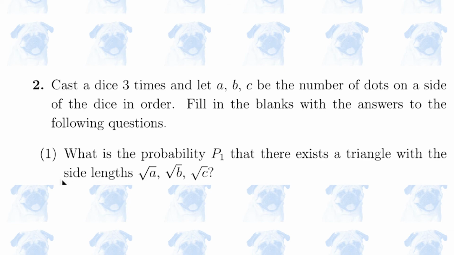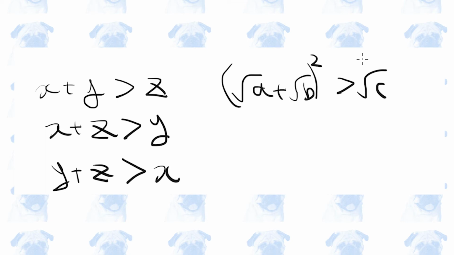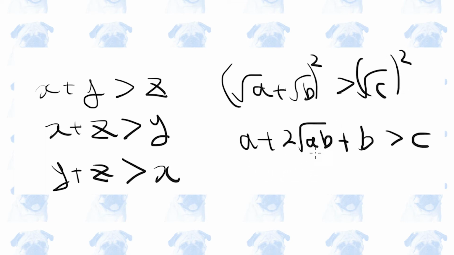Section 2. Let's read the first question. What is the probability that there exists a triangle with the side lengths root A, root B, and root C? In order for a triangle to exist, the following conditions must be satisfied. This basically tells us that the sum of two sides must be greater than the remaining side. But in this question, we are dealing with the square roots of A, B, and C. By squaring both sides, we get A plus 2 root AB plus B is greater than C.